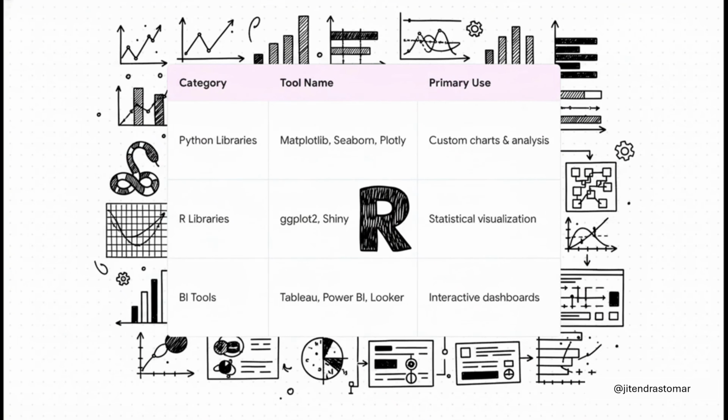So how do we actually make all these things? This slide lays out the modern toolkit. For the coders out there who want total control, you've got Python libraries like Matplotlib and Seaborn. For statisticians, the R language has the incredible ggplot2. And for business users, there are these powerful BI tools like Tableau and Power BI that let you build interactive dashboards with a simple drag and drop. It's like having a data visualization expert on call.